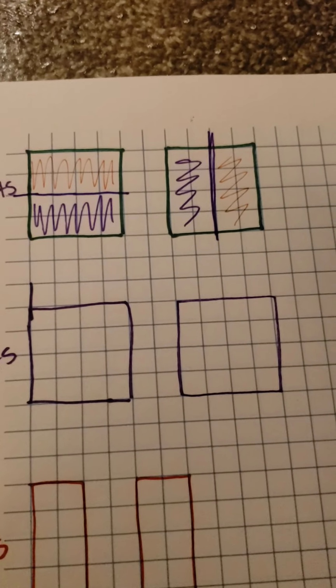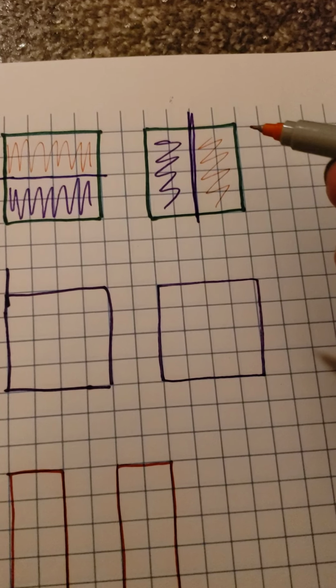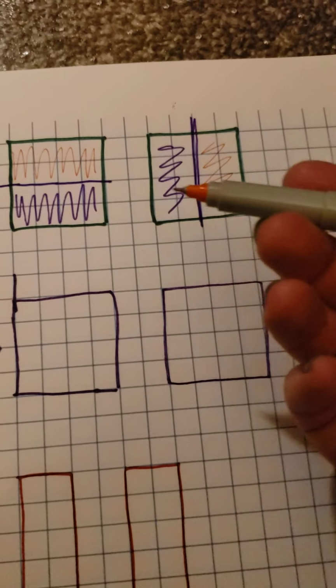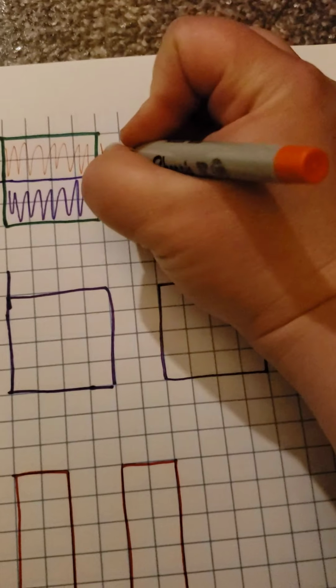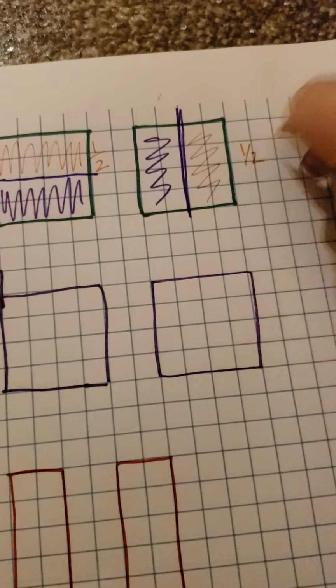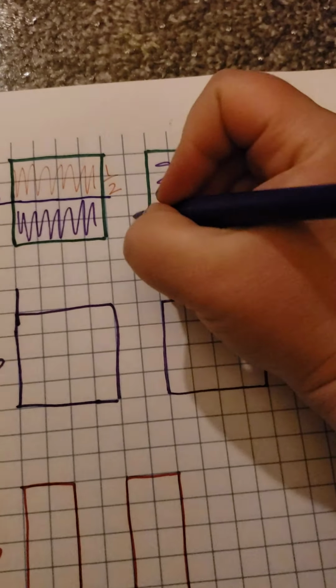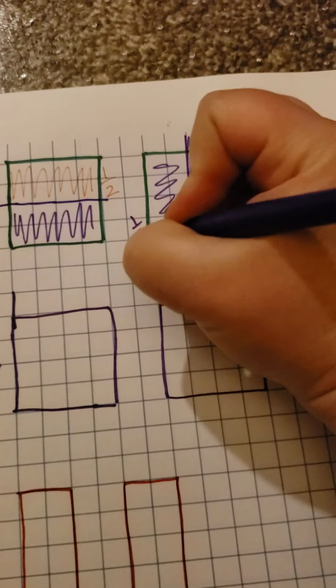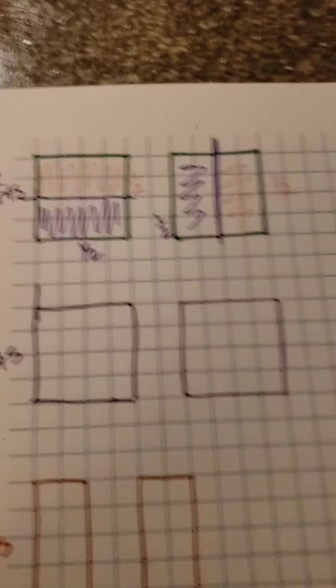I just used these shapes, you guys, to show fractions. This is half. This is half. This is half, and this is half. Half plus half is one whole pan of brownies. This is so cool. Okay, next one.